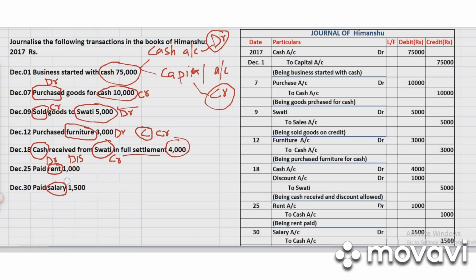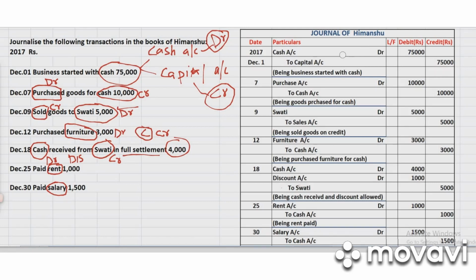Okay, dear students, now we have made those journal entries also. On 25 and 30, you can see rent account is debited and cash account is credited. In the next case, salary account is debited, cash account is credited. Here also you give the narration. In both the cases, you simply write a simple narration, being rent paid and being salary paid. So in this way, we can easily complete making the journal entry. So this procedure is known as journalizing, writing the journal entries in the journal book of the business. Right? Now, what is the second stage?